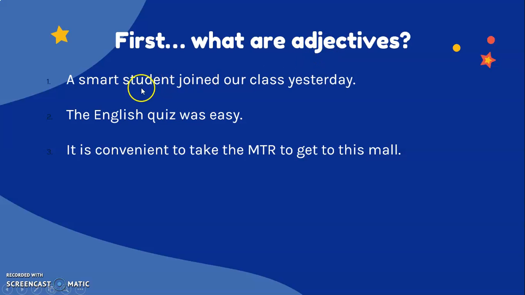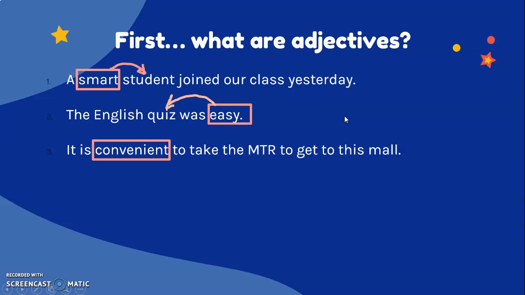So here I have 3 sentences. Can you spot the adjectives? In sentence 1, the adjective is smart, and it describes the noun student. The student is smart. Sentence 2, the adjective is easy, and it describes the English quiz. In sentence 3, the adjective is convenient. This time it is a longer adjective, and it describes the action of taking the MTR to get to the mall.